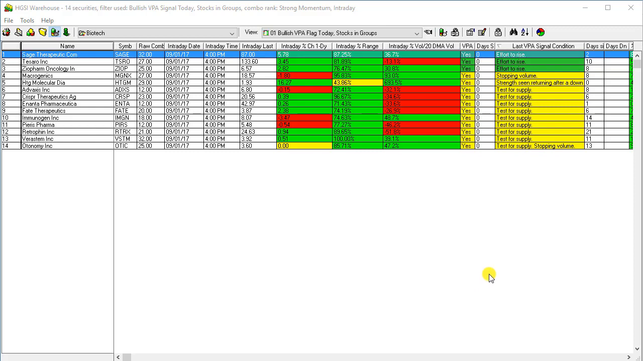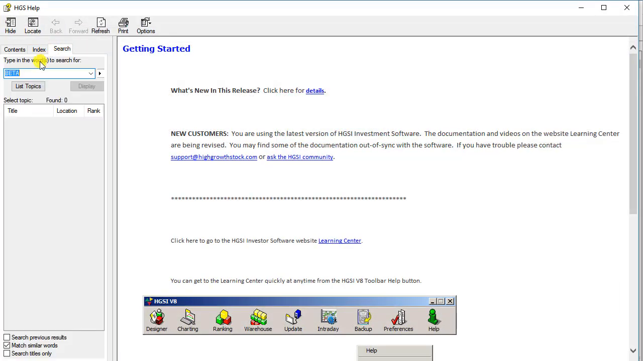Now you may be thinking to yourself, this all seems pretty complicated. Well, actually, it really simplifies the process once you get a feel for the VPA flags. And how do you learn about the VPA flags? Well, if you go into the help file and select table of contents, you do a search, you type in VPA. This will bring up volume price analysis.